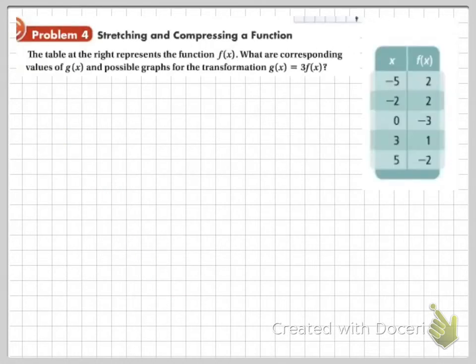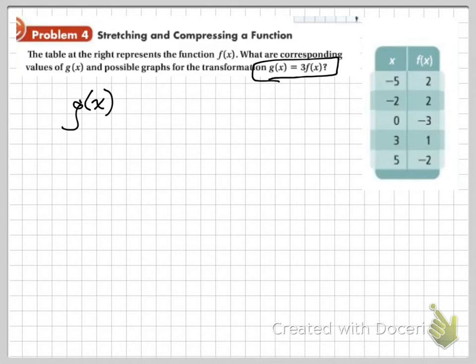Now this says problem 4, the table represents a function f of x. What is the corresponding g of x values when g of x equals 3 times f of x? Now the important distinction here is 3 is not in the f. I don't really care what the function f of x is. To make g of x, I want to make sure I just take everything in f of x and multiply by 3.